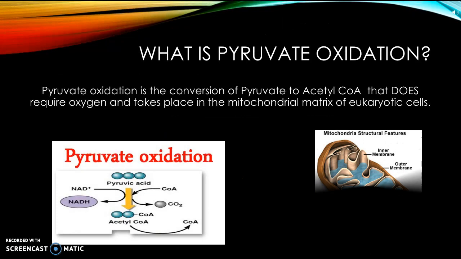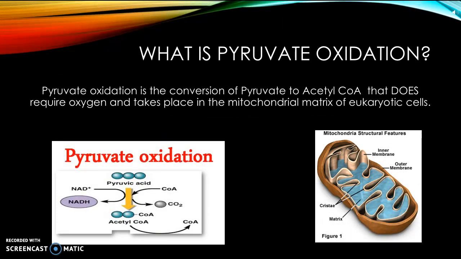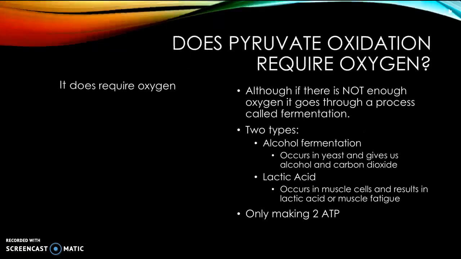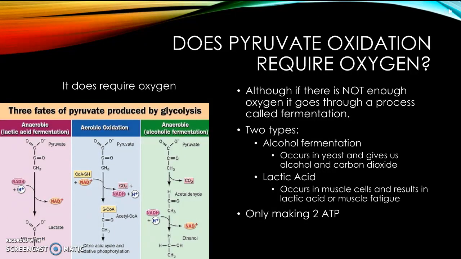Pyruvate oxidation is an intermediate stage between glycolysis and the citric acid cycle. The process consists of the conversion of pyruvate to acetyl-CoA. It requires oxygen and it takes place in the mitochondrial matrix. Pyruvate oxidation requires oxygen to continue through cellular respiration. Although if there is not enough oxygen, it goes through a process called fermentation. There are 2 types of fermentation, alcohol and lactic acid, but if pyruvate oxidation goes through anaerobic oxidation, it does not continue to cellular respiration.